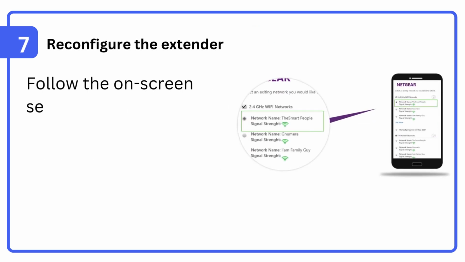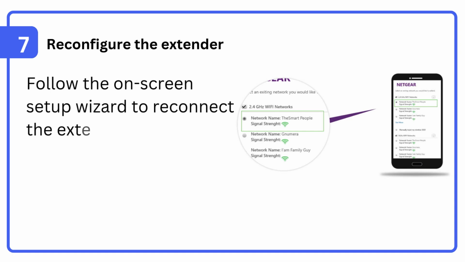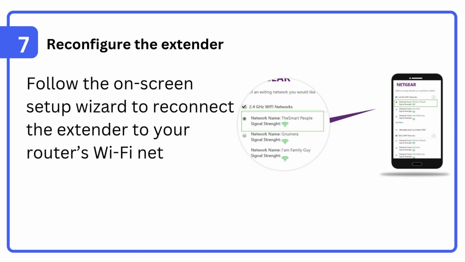7. Reconfigure the extender. Follow the on-screen setup wizard to reconnect the extender to your router's Wi-Fi network.